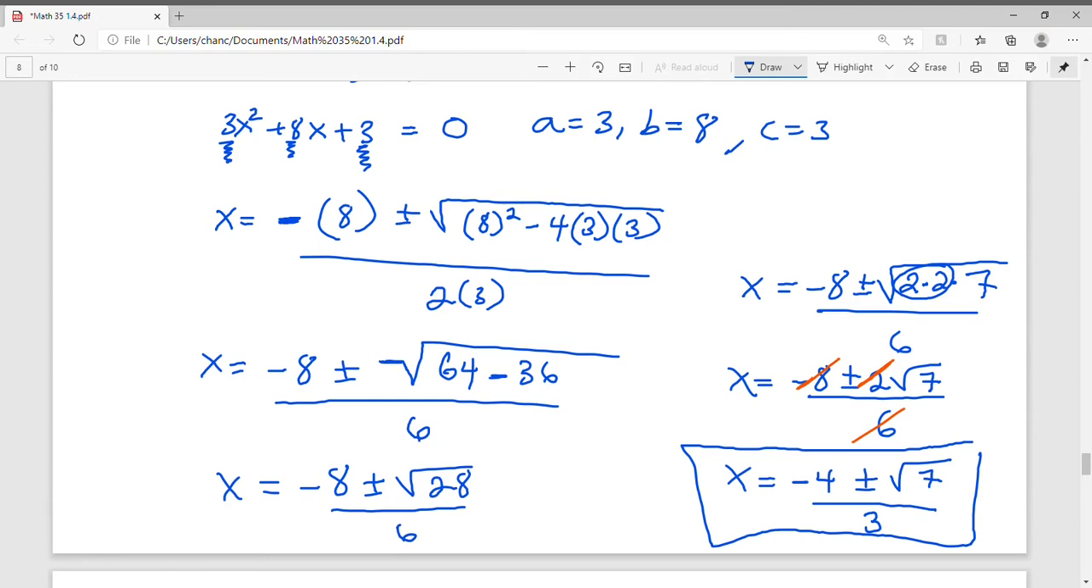So this question was the perfect opportunity to use the quadratic formula. We could not have done it any other way.